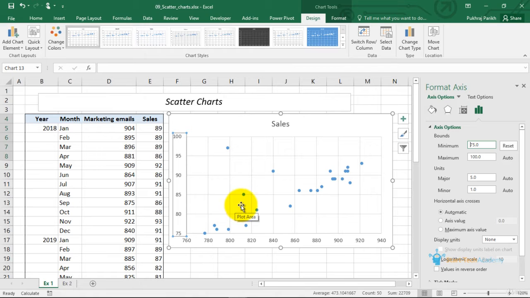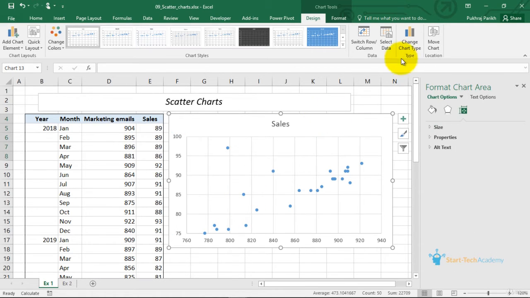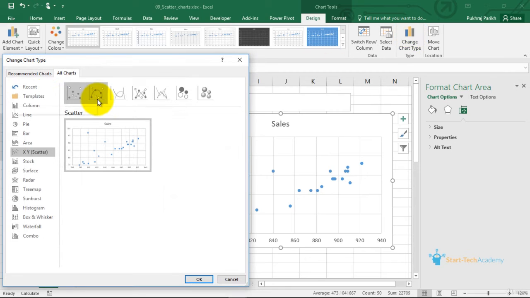Now what are the different types of scatter plots? We will again go to change chart type, and here you can see that we have created the first one, which is a simple scatter plot. The second one is a scatter plot with smooth lines.